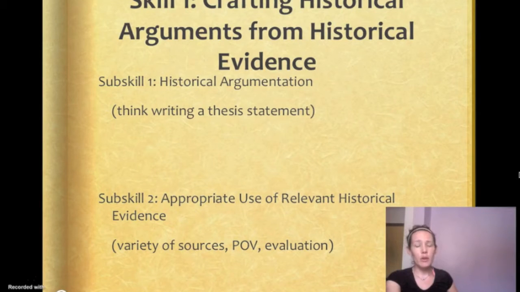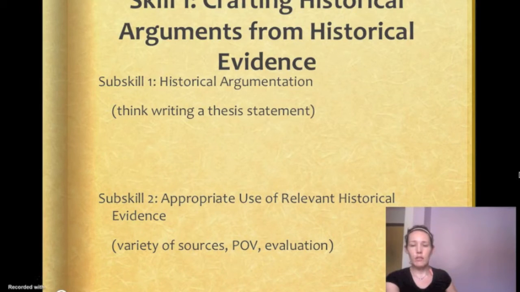Point of view also is very relevant here. So we've done point of view with AP Euro last year, but ultimately the idea is think about the author's perspective or the creator's perspective of that source, right? So if it's a letter, think about who was writing the letter, why that matters, how old they are, what their gender is, what their race, ethnicity, what their socioeconomic status is. We've done point of view, so you should be pretty comfortable with this.